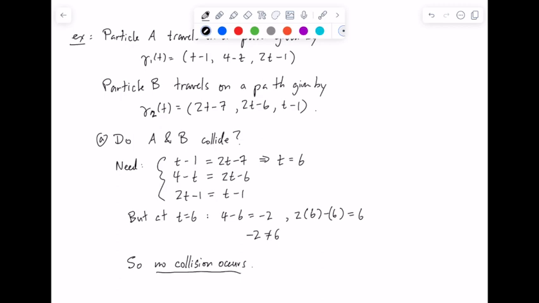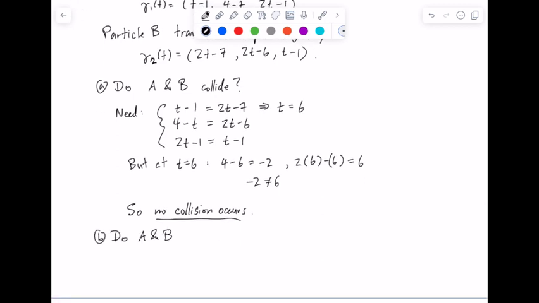Now let's see if we can answer a different question. Do A and B cross? Now this is a different question than colliding, right? Because now we're asking if particle A travels one direction and particle B travels another direction, if you trace out their paths as t goes through the entire range of parametrization, do the images of their paths ever cross?